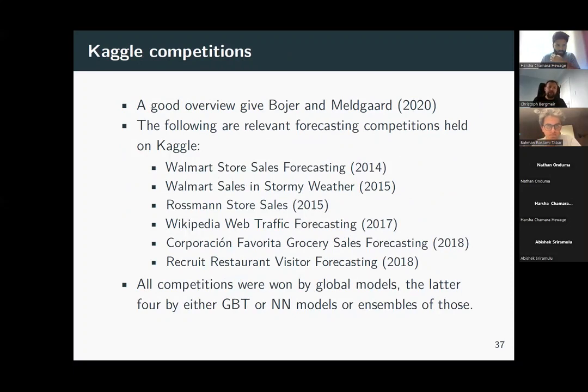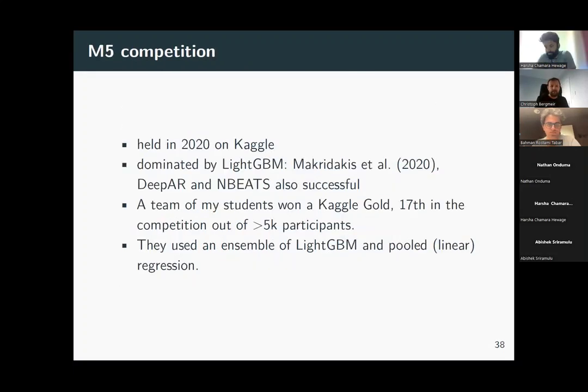Another quite interesting resource are the Kaggle competitions, and there's a quite nice paper from 2020 talking about these competitions, because there were competitions already in 2014, 2015, 2017, where people actually used global models, gradient boosted trees, neural networks, that worked quite well. And then in the M5, held in 2020, that was dominated by LightGBMs. DeepAR NB was also successful.